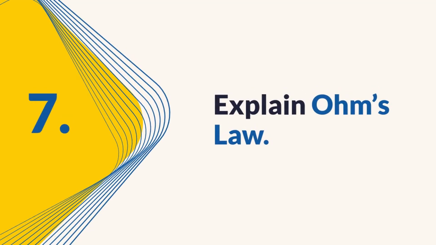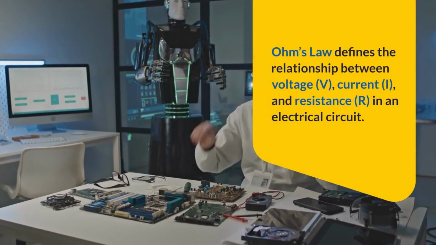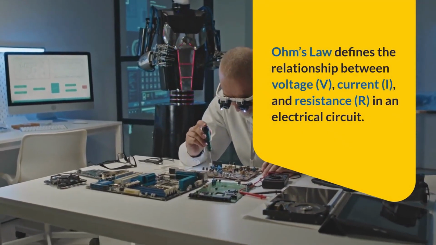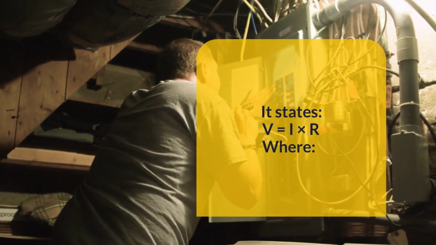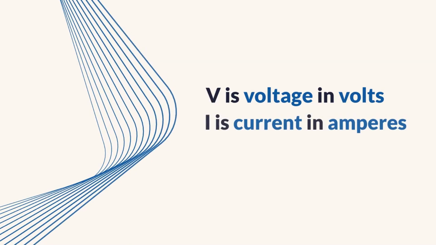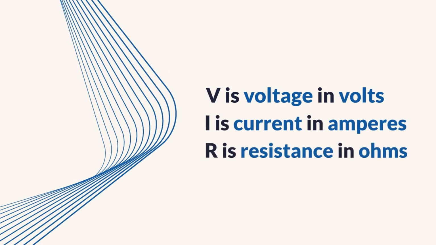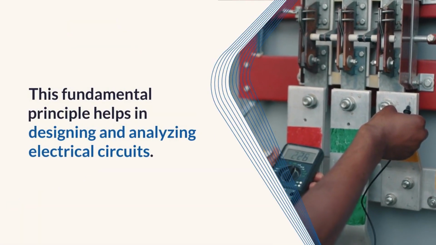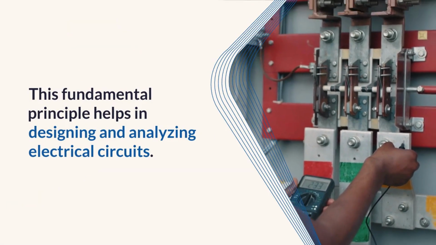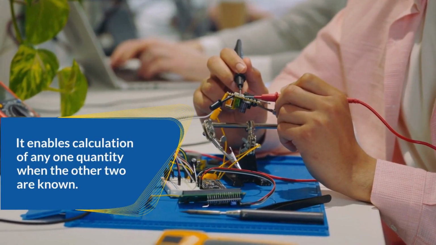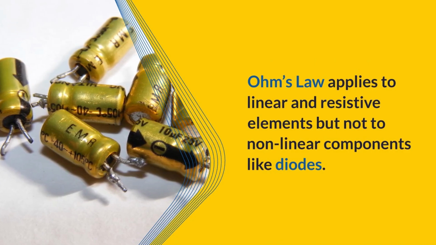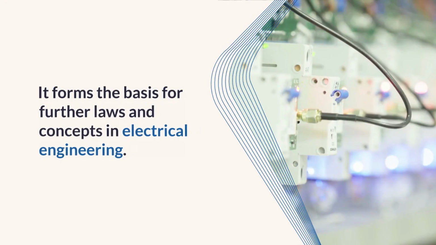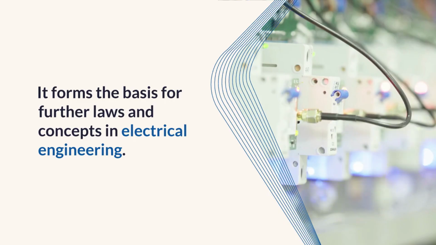7. Explain Ohm's law. Ohm's law defines a relationship between voltage, V, current, I, and resistance, R, in an electrical circuit. It states, V equals I times R, where V is voltage in volts, I is current in amperes, R is resistance in ohms. This fundamental principle helps in designing and analyzing electrical circuits. It enables calculation of any one quantity when the other two are known. Ohm's law applies to linear and resistive elements, but not to nonlinear components like diodes. It forms the basis for further laws and concepts in electrical engineering.